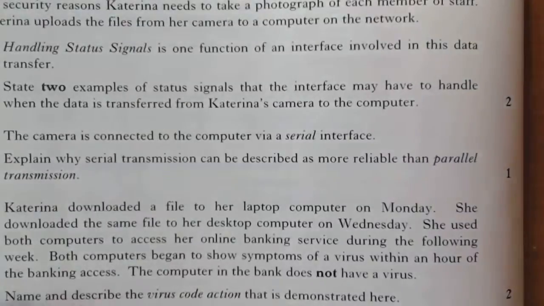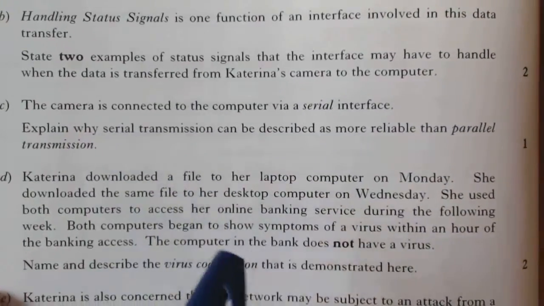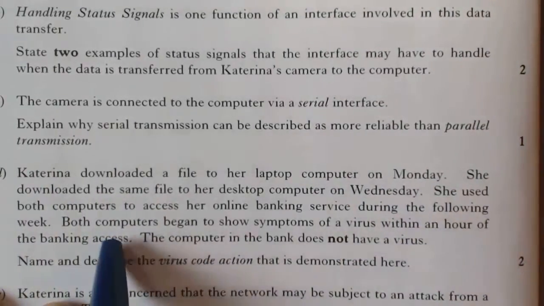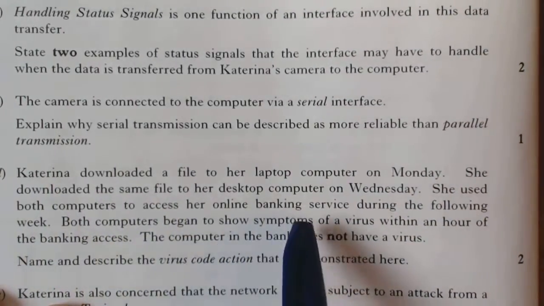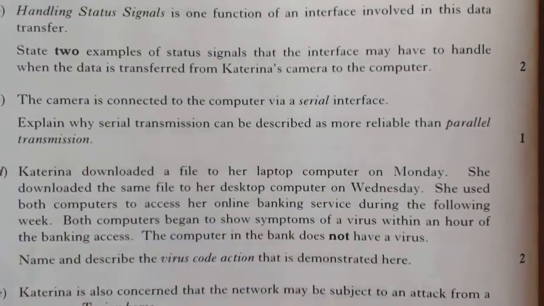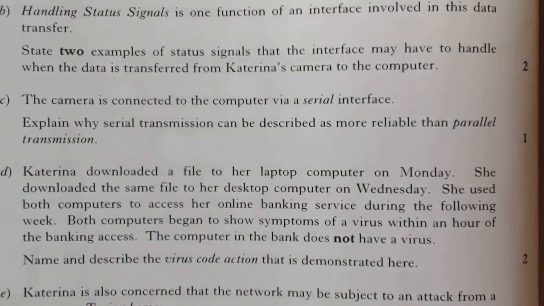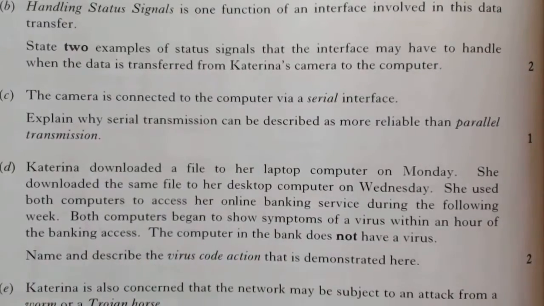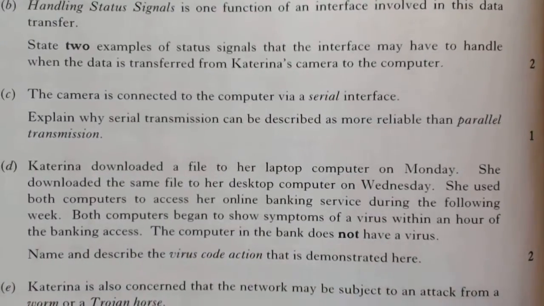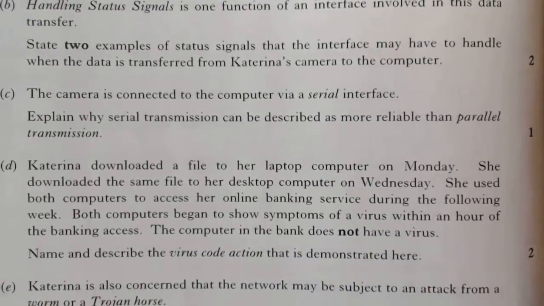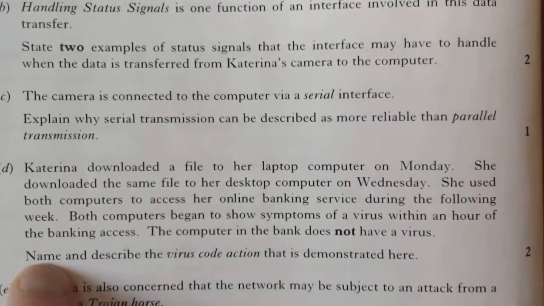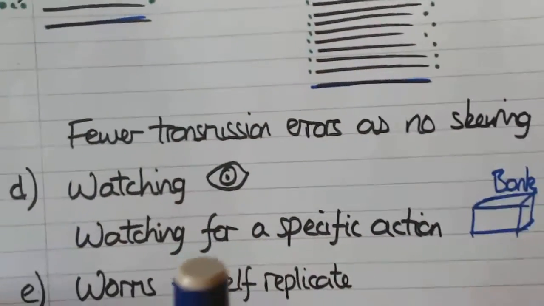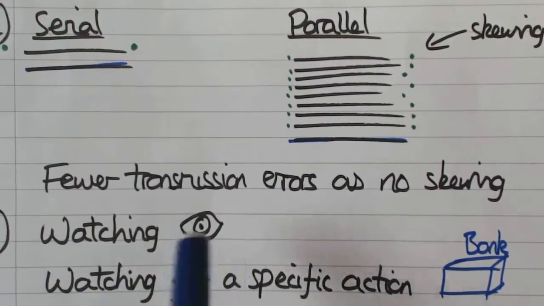Okay, and what's happened is she downloaded a file, and she uses both computers to access her online banking service. Both computers begin to show symptoms of a virus. So the computer's been watching and waiting essentially for her to be going online to the online banking service. So it just says here, name and describe the virus code action that is demonstrated here. You don't need to include the VI, but it's watching.